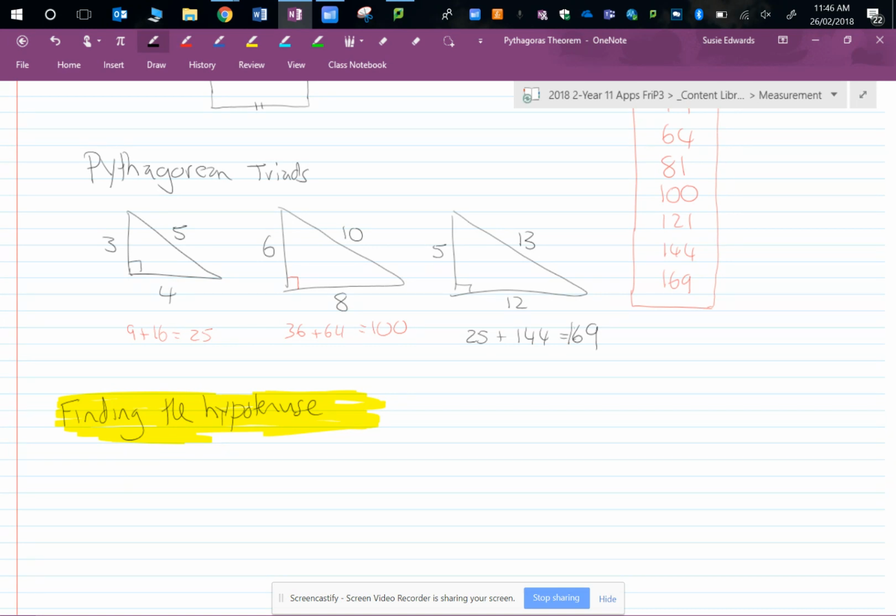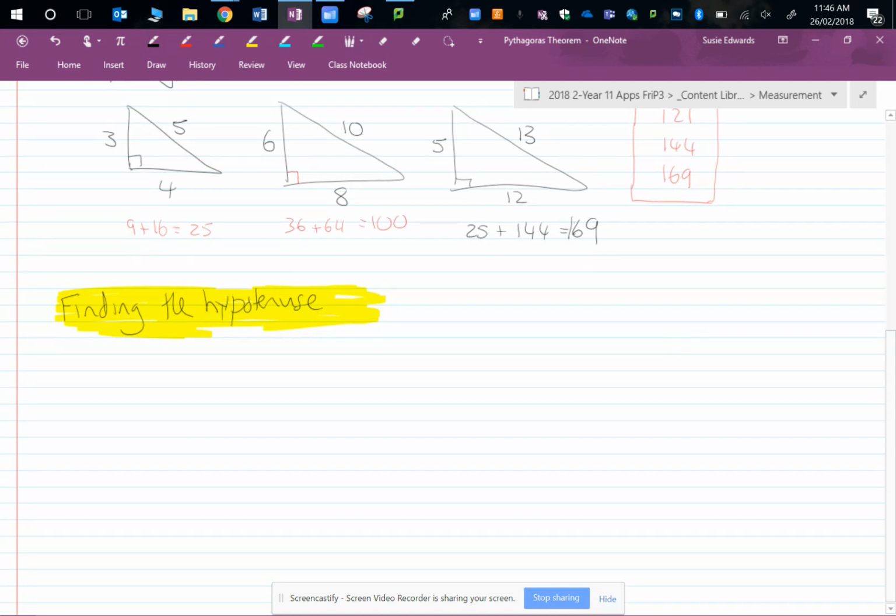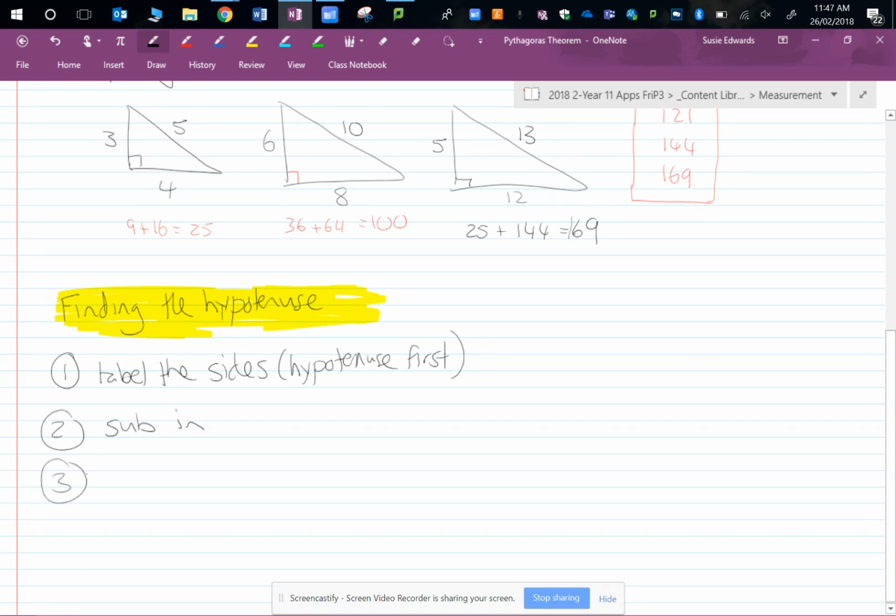All right, so I'm going to write steps down the left-hand side and do an example on the right. The first step, anytime you've got a triangle question, should always be to label the sides. What do you think we have to label first when we're using this formula? Hypotenuse first. It doesn't matter whether you use A or B for the other ones. So label the sides. What do you think we do after that? Good. Sub in. Solve. Pretty easy three steps.